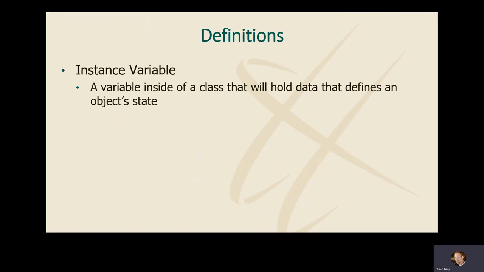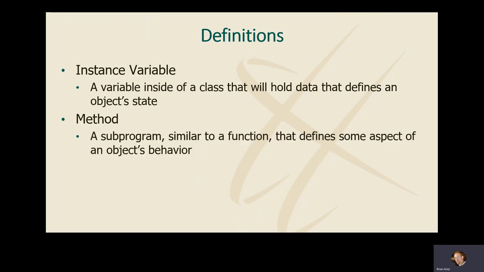So how do we access that information? Well, we do that via methods. That's how we get it, that's how we change it. What's a method? Because we've talked before, and methods and functions are similar, but they're not the same. A method is a subprogram that is similar to a function, but that is specifically defining an aspect of an object's behavior. And methods have access to all of the instance variables within an object.